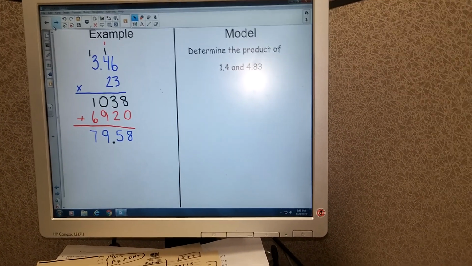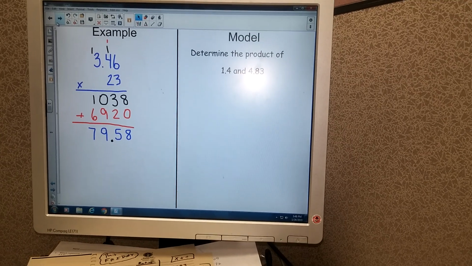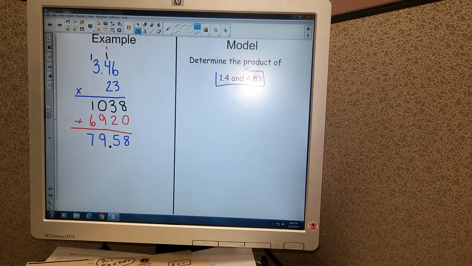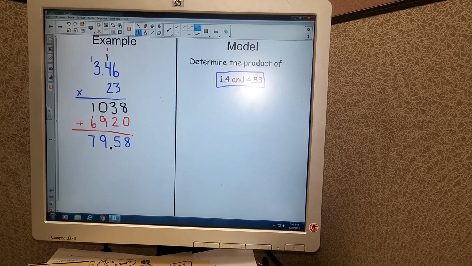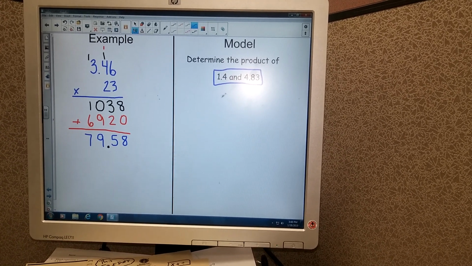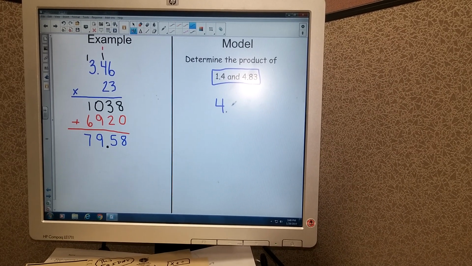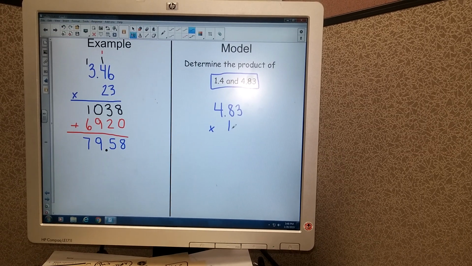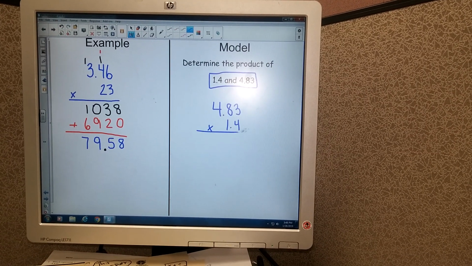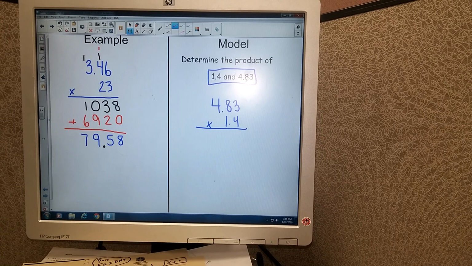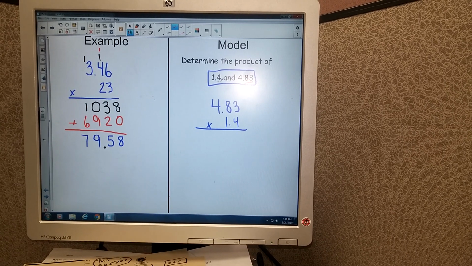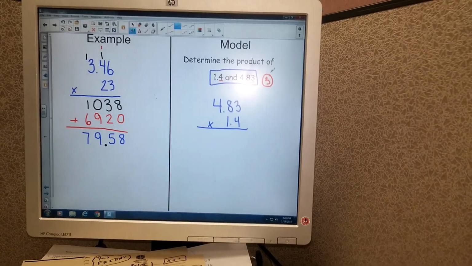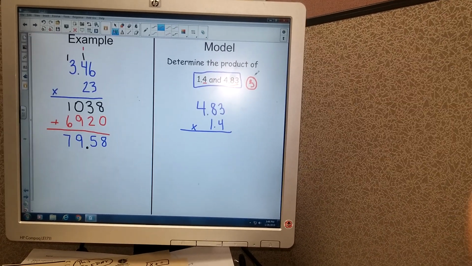All right, on the left-hand side is another additional example in case you need it. To determine the product of 1.4 and 4.83, remember product is the answer to a multiplication problem. The first thing I'm going to do is write the number with more digits on the top. I'm also going to notice that I have 2 digits after the decimal place here and 1 here. So at the end of my answer, I'm going to need a total of 3 digits after my decimal place. Go ahead and pause the tape now and work this out.